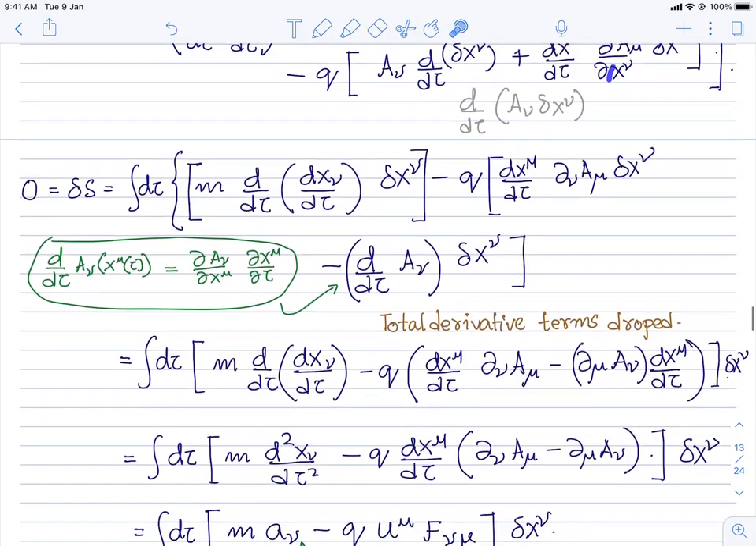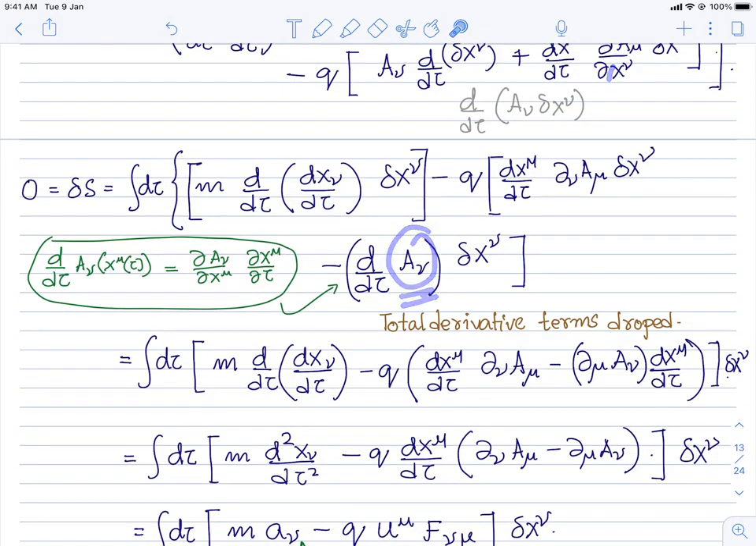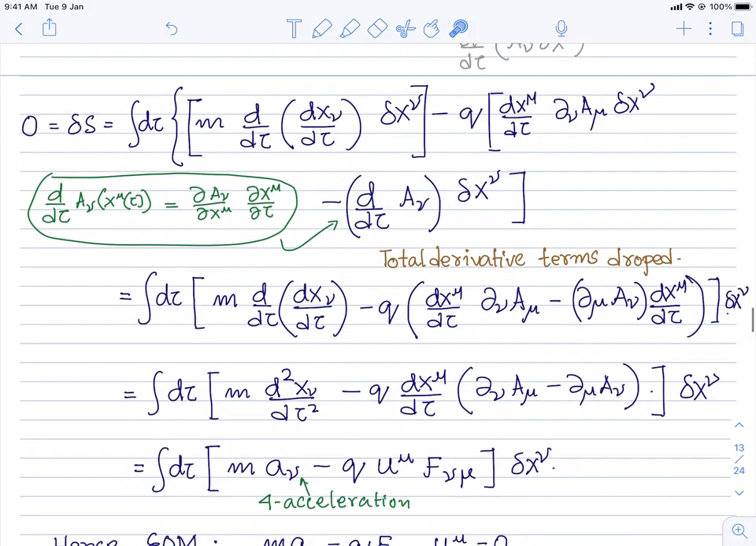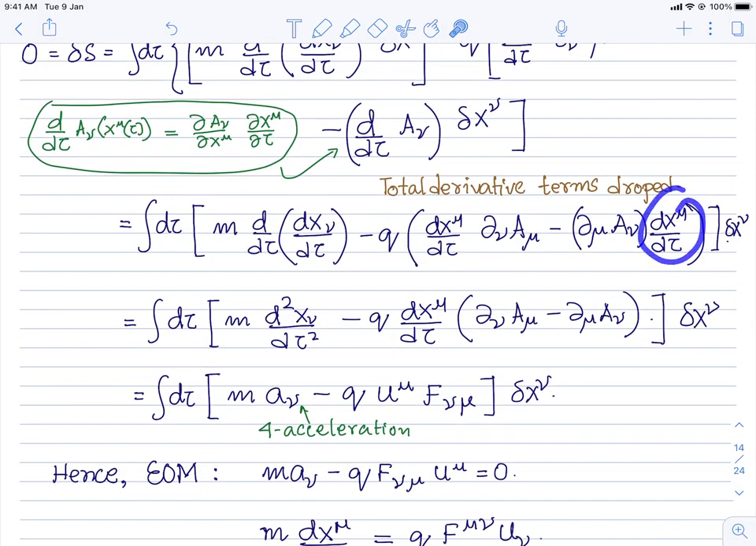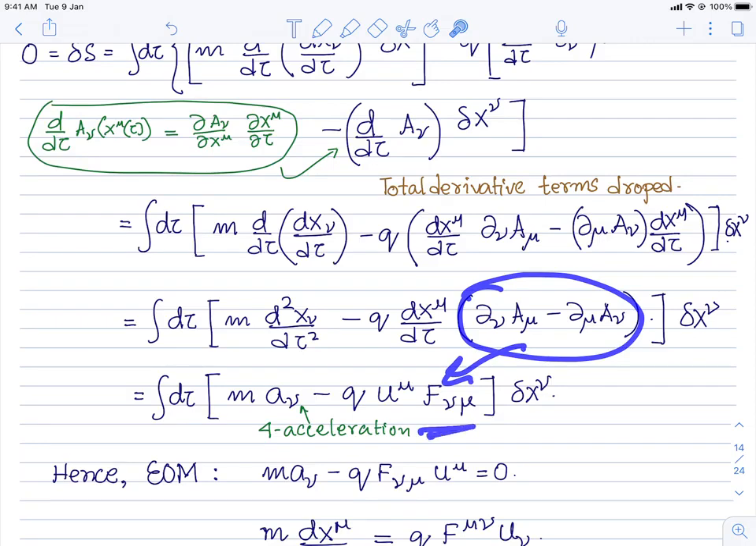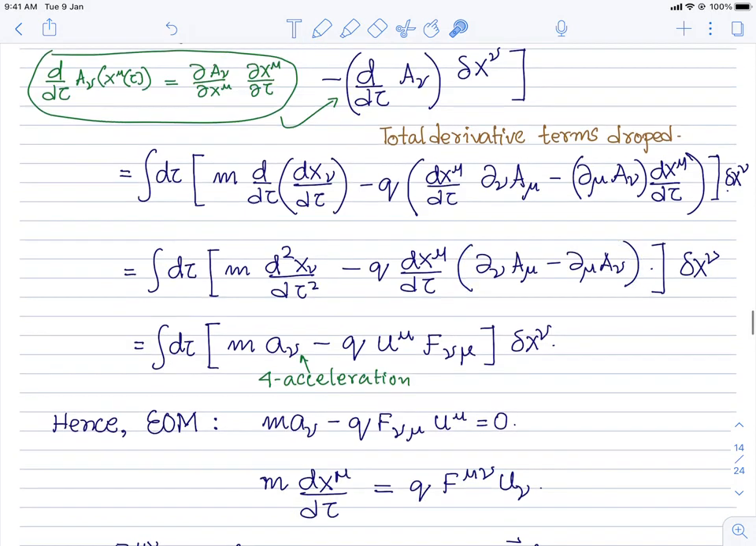Now, when there is a τ derivative on A_ν, I know that my A_ν's are functions of x^μ, which are themselves functions of τ. So if you have to perform this differentiation, you first differentiate with respect to x^μ, and then differentiate x^μ with respect to τ. This is the chain rule. If you do that, you generate a term with ∂x^μ/∂τ. And now you see the fun. You can take ∂x^μ/∂τ common outside, and what you are left with is precisely the combination which gives you the field strength. So you see, it's magic.